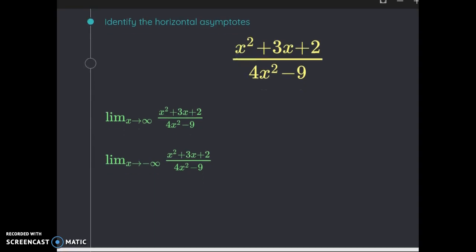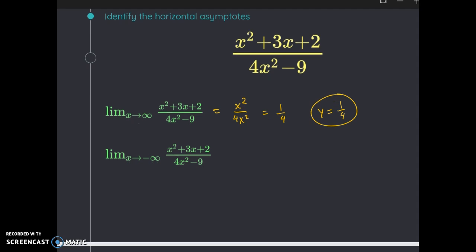If I want to look at horizontal asymptotes, again, I'm going to look at dominant terms. I'm going to look at end behavior. So this would be x squared over 4x squared, so that would be 1/4. So I have a horizontal asymptote at y equals 1/4. And same thing for negative infinity. So I just have one horizontal asymptote for this particular function.